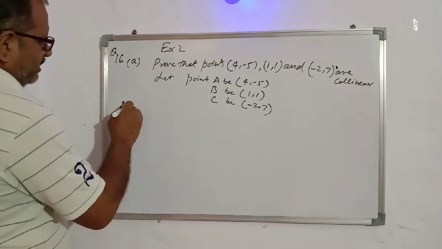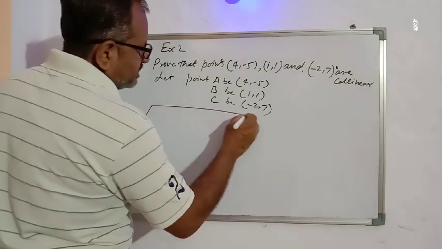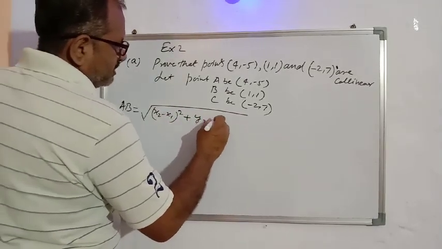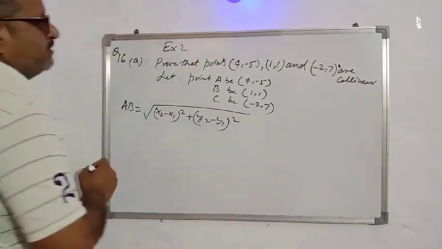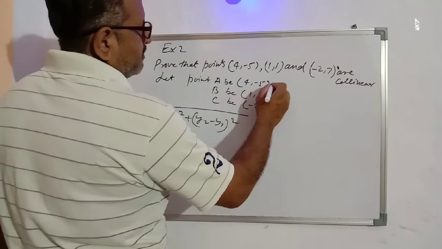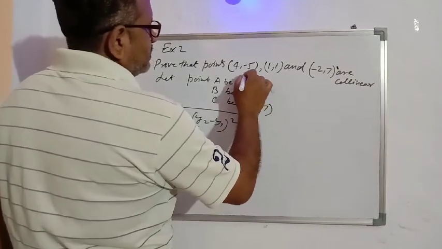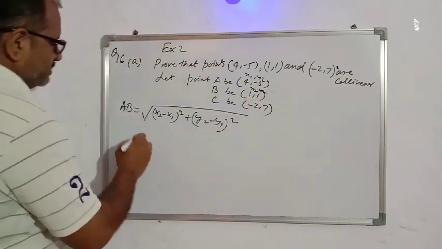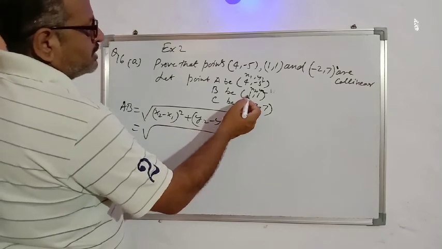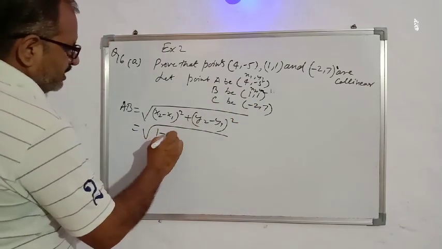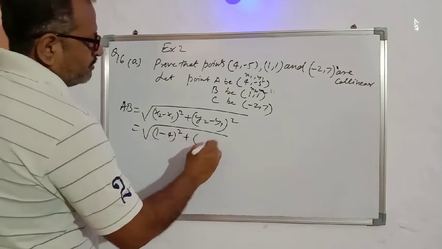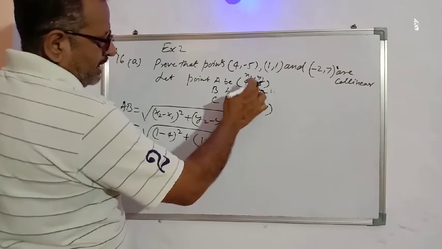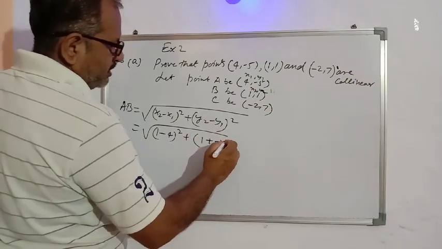Firstly find AB. How will we find AB? Using the distance formula: square root of (x2 minus x1) whole square plus (y2 minus y1) whole square. This one is x1, y1 and the second one is x2, y2. So x2 minus x1: x2 is 1, x1 is 4, so (1 minus 4) whole square plus y2 minus y1: 1 minus (-5), it will become 1 plus 5, whole square.